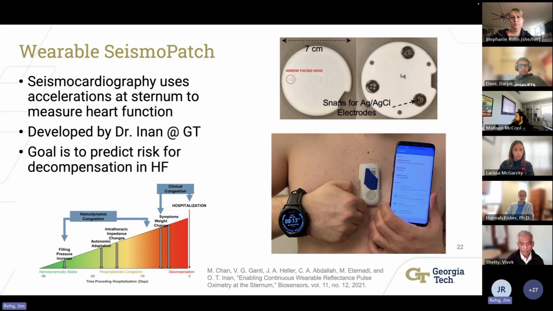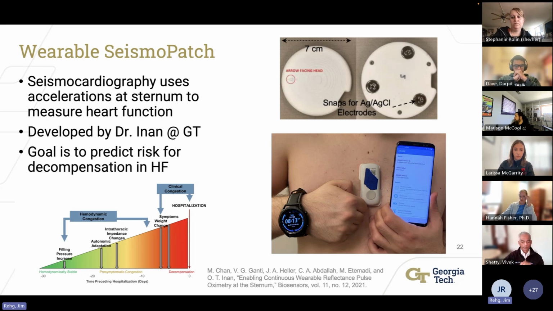I just want to showcase here some work by my colleague. This is now a couple of years old, at Georgia Tech when I was on the faculty there. This is my colleague Omer Inan's work, and this is a very interesting chest-worn patch that uses a sensing approach called seismocardiography to directly measure the heart function.